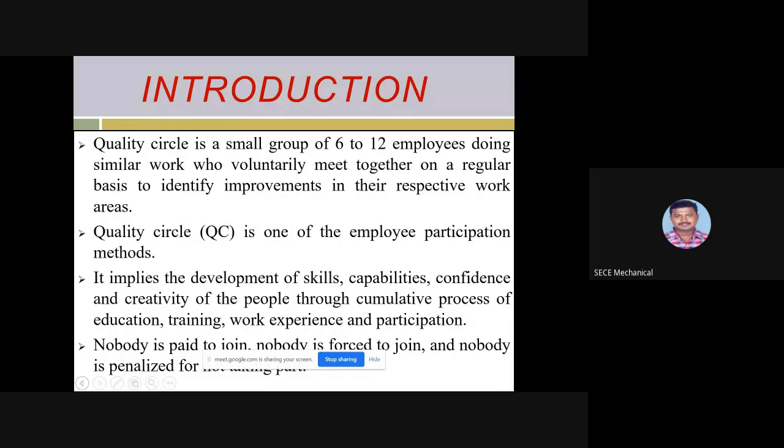Quality circle is a small group of people who meet together on a regular basis to identify and solve quality, cost reduction or any other problem in their work area, leading to improvement in their total performance and enrichment of their work life. In other words, we can also say quality circle is a participative management system in which workers can make suggestions and improvements for the betterment of the company.